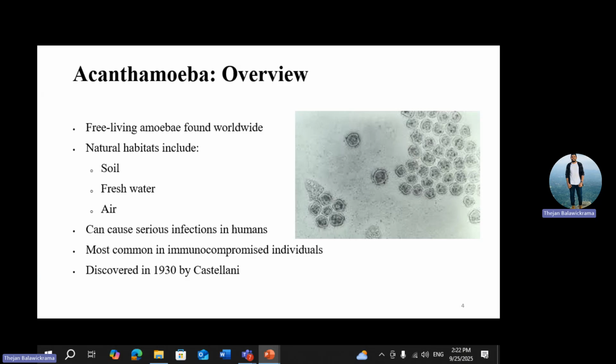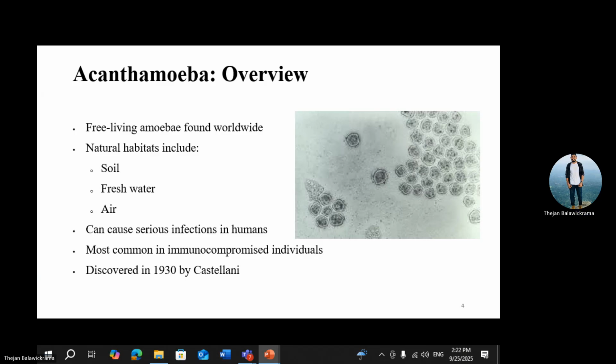Acanthamoeba. This is a sick health situation. Now, this is a free living amoeba. Basically, this is found worldwide, not limited to a certain area. It's globally found. When it comes to these parasites, it's important for us to know where it lives. The natural habitats: soil, fresh water, air.